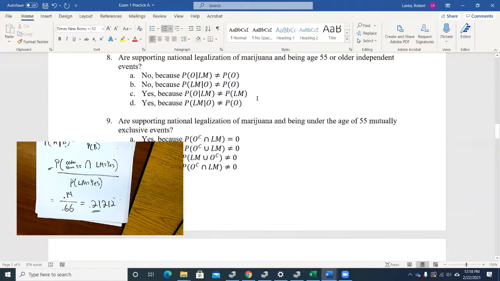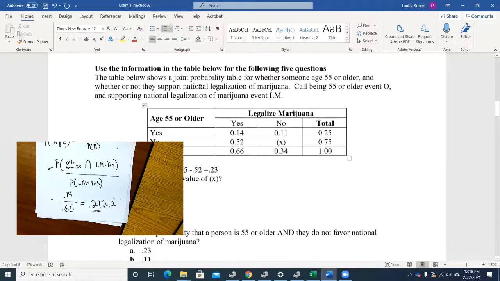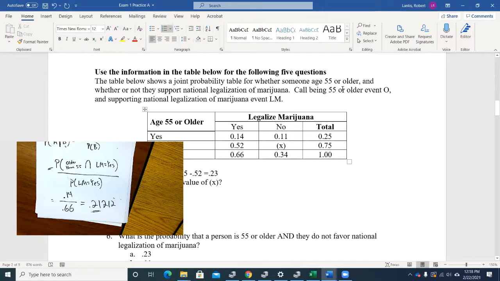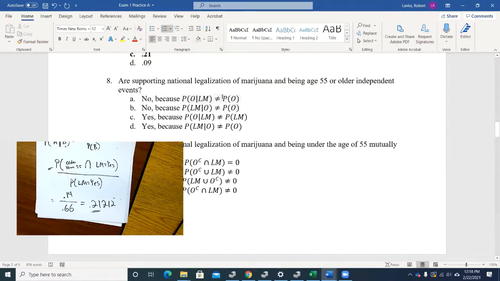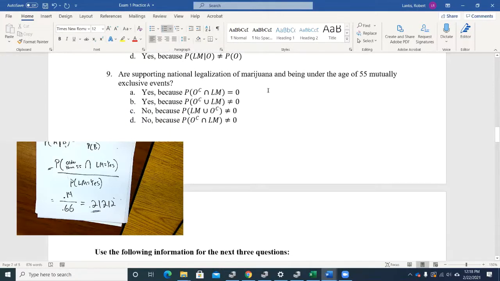So here's where, maybe it's a little bit tougher because we're writing things out in the probability, or we can't just write out our events now. So I'm kind of giving you these events where O, I'll tell you up here, represents being older than 55, and LM represents wanting marijuana legalized, right? So not wanting marijuana legalized would be LM complement. Okay? So if we want these two things, first of all, let's do 8 and 9, because 9 is a lot easier, and then we'll spend more time on 8.